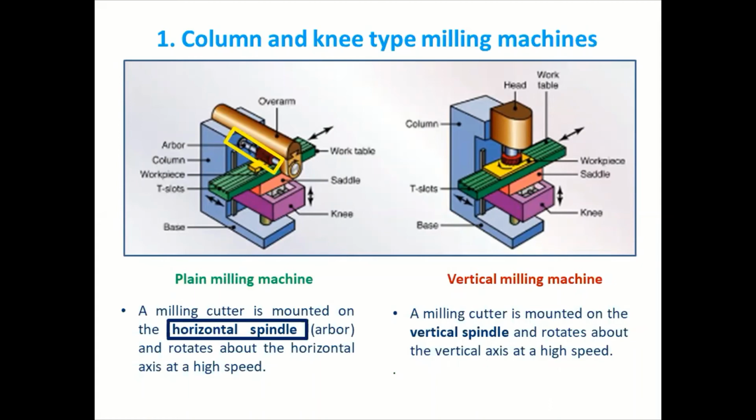In the plain milling machine, the spindle is horizontal, which is also called an arbor, and over that arbor we mount the cutter, which rotates at a very high speed. Here in the vertical milling machine, the spindle is mounted vertically, and over that spindle or arbor, the rotary cutter is mounted, which will also rotate at very high speed.